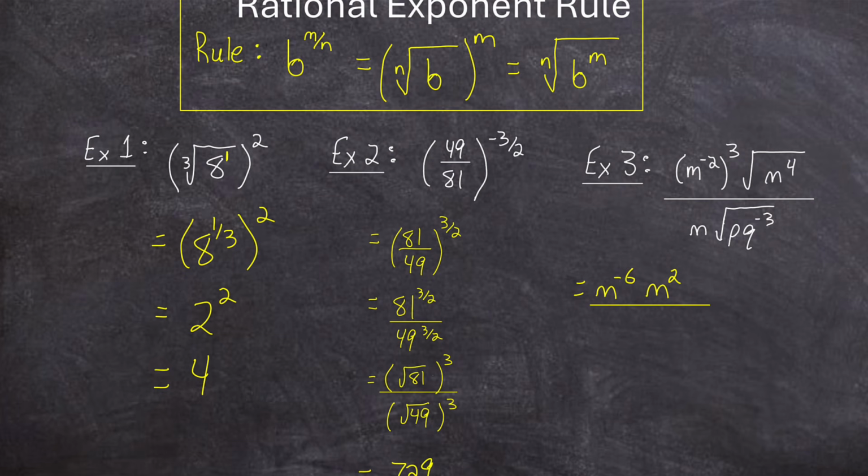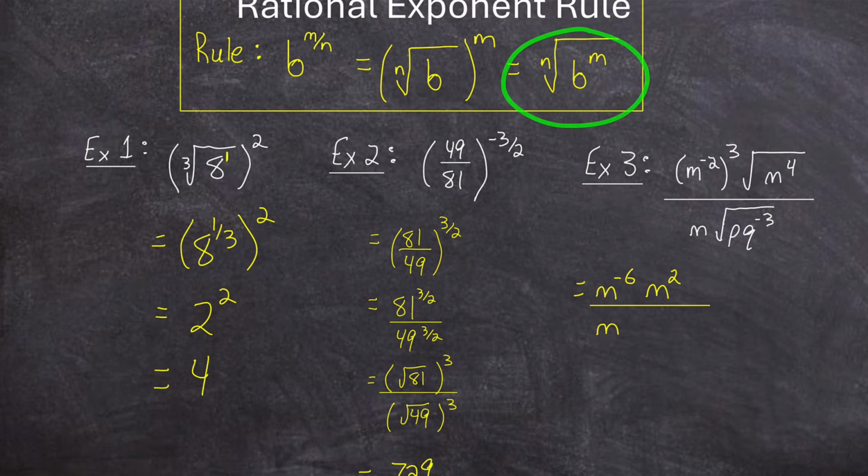And this is divided by m. And then I have the square root of p times q to the power of -3. Using this rule, I can write them both as powers with rational exponents. On the p underneath the square root symbol, there's a 1, and the index of this root, even though we don't see it, is 2. So this power of p becomes p to the power of 1 over 2, and this q becomes q to the power of -3 over 2. And now I just have to simplify this.